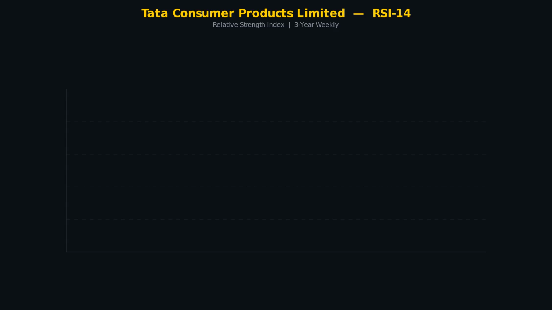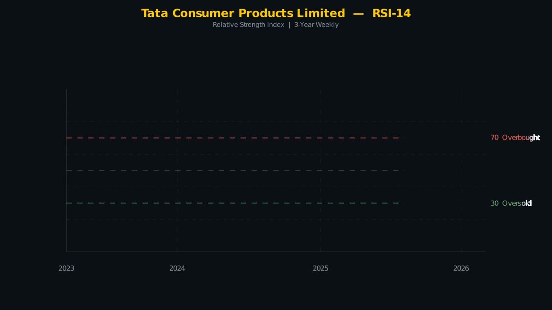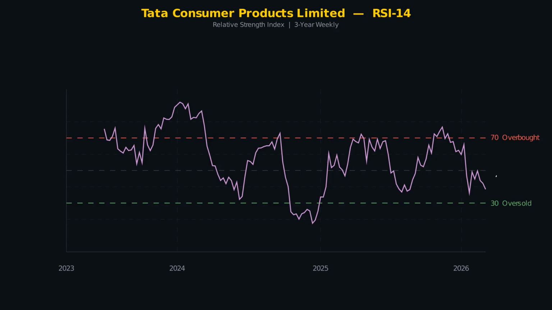Here is the RSI chart for Tata Consumer Products Limited over 3 years. The red dashed line at 70 marks overbought. The green dashed line at 30 marks oversold. The current RSI reading is 38.5. RSI is in neutral territory. Momentum is balanced between buyers and sellers.